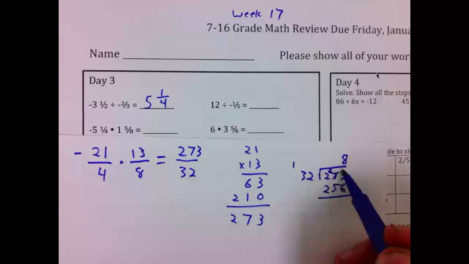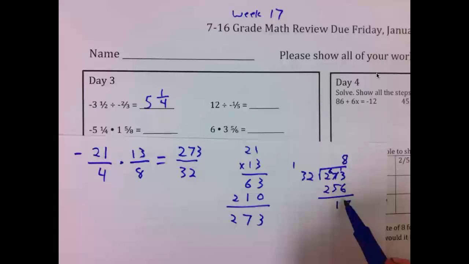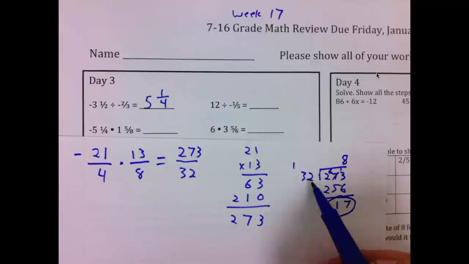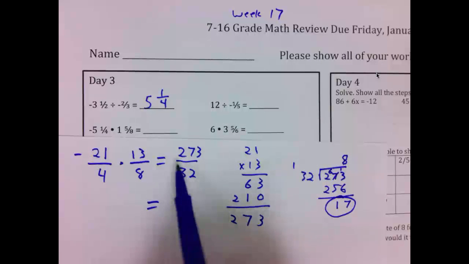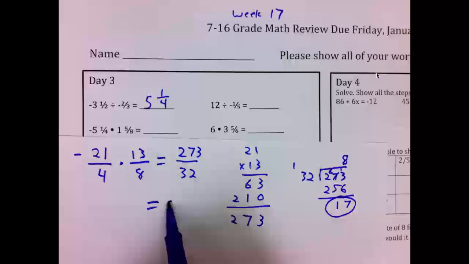Borrow. 13 minus 6, 7. 6 minus 5, 1. We have 17 as our remainder. We express that over our divisor. So 273 over 32 is the same as 8 and 17 32nds.